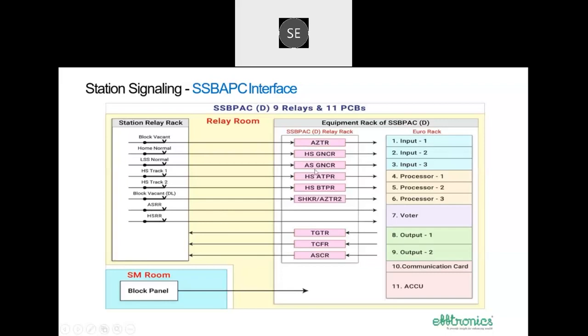So all these inputs, all these contacts, are wired to the block instrument input relays, and from these input relays, those inputs are extended to the processor card. These CPU cards process the data and produce the output to the watchdog card, and the watchdog card generates output to drive output card 1 and output card 2. The communication card is used for communication purposes or transferring data between devices. An automatic changeover unit is used for communicating with the other end block instrument.